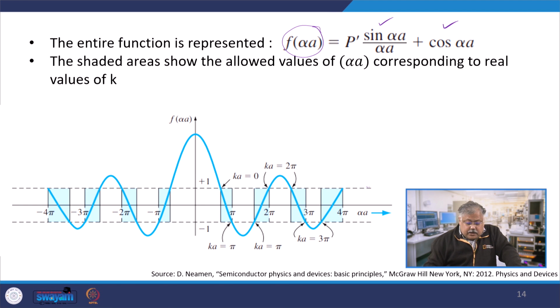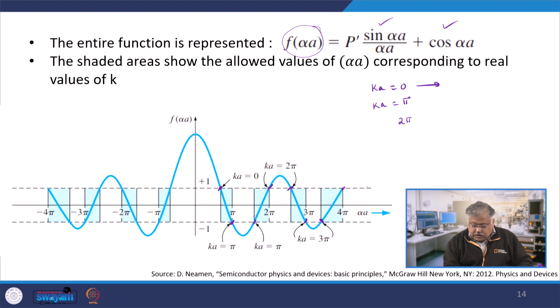Once you get this, you just need to find out the crossing points. These are the crossing points here, right? At ka equals 0, I get this crossover point, and at ka equals pi, I get this crossing point. So when ka equals 0, I get the first crossing; ka equals pi, the second crossing; ka equals 2 pi, the third crossing; and then ka equals 3 pi and 4 pi and so on. So we will get it like that, right? And this is the alpha a value which you get, right?